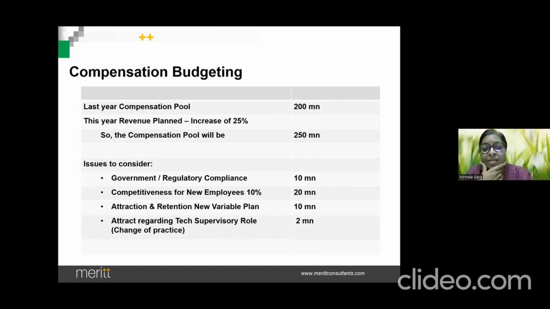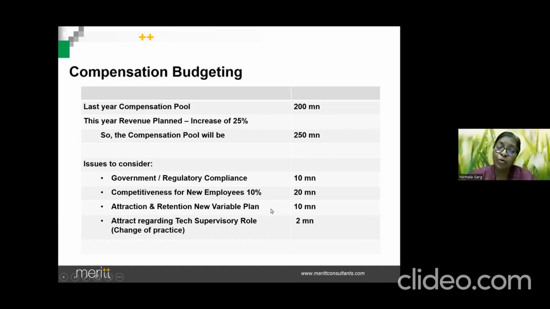Like, for example, now this wage code is coming, right? Because of some statutory deductions in PF or something, it might increase your cost by 10 million. Then maybe, when I'm taking new employees, I may have to increase their salaries. Because of competitiveness, again I have to increase it by the same ad hoc figure, 20 million. So I'm looking at all line items.